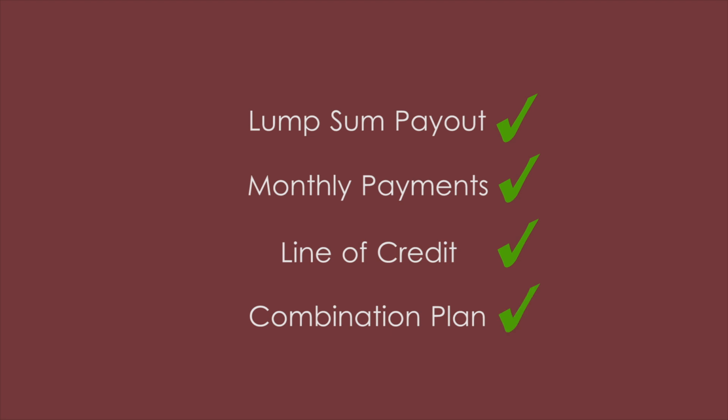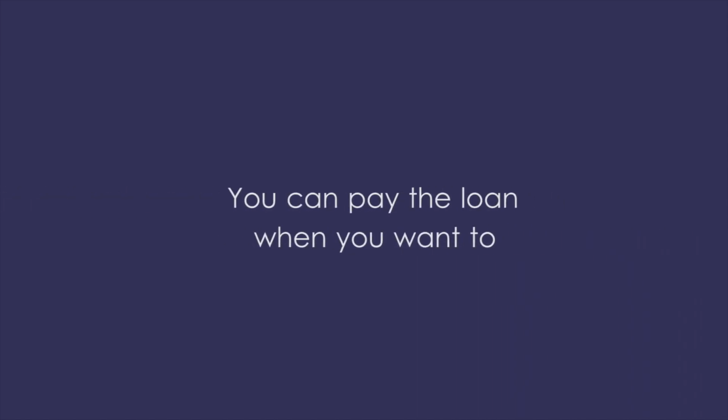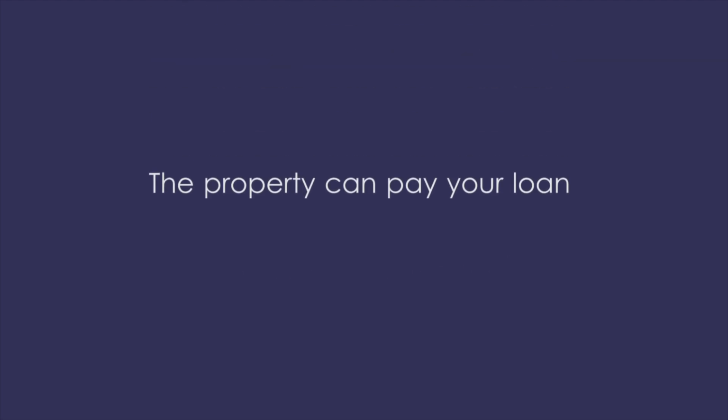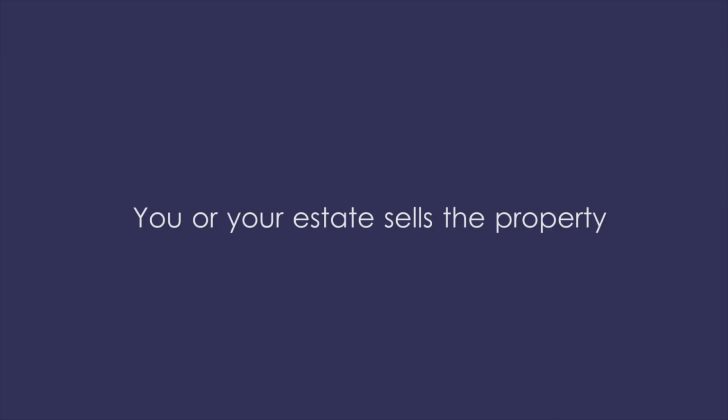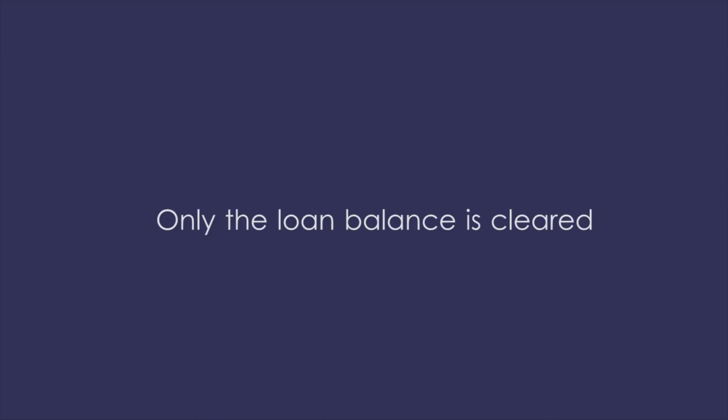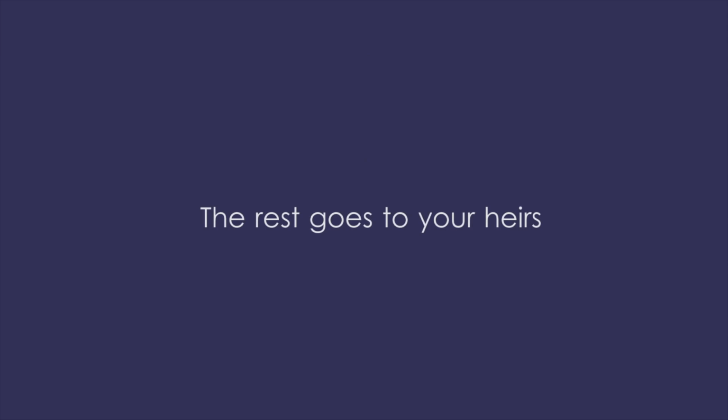Then how is the loan repaid? Well, you are free to repay the loan in part or in full at any time without penalty if you come into some extra money or you just don't want it anymore. Most people will let their property pay off the loan, usually after they pass away. You or your estate sells the property. Only the actual balance is cleared and the remainder is left to your heirs.